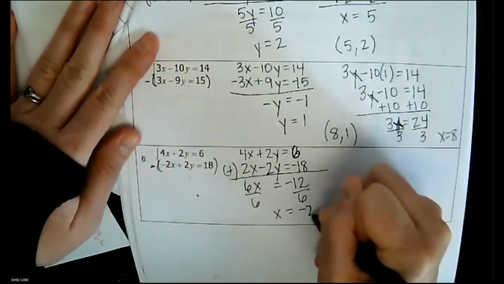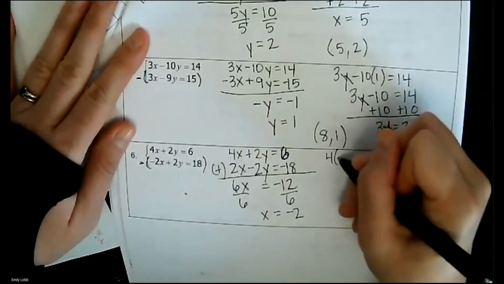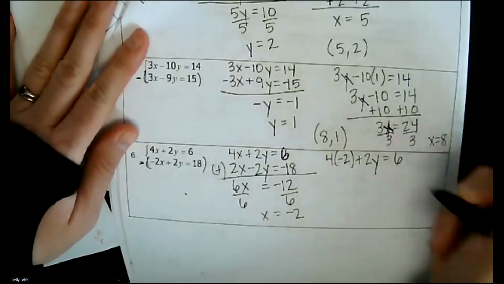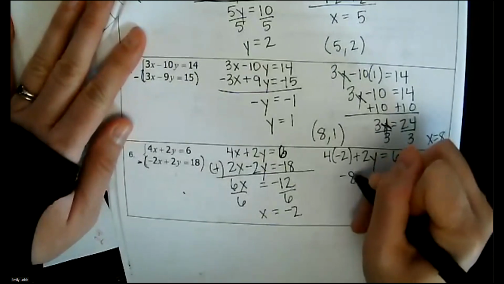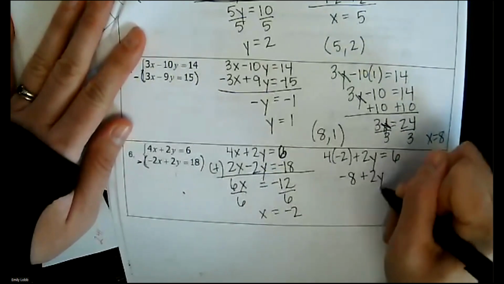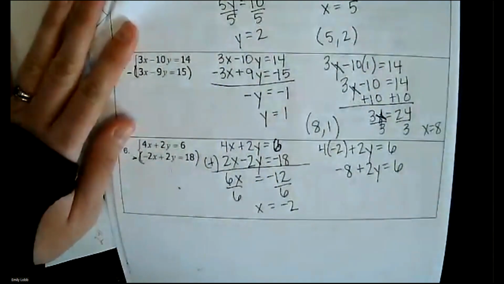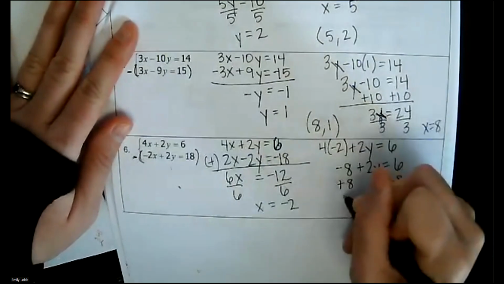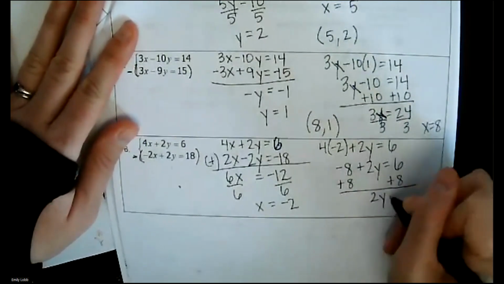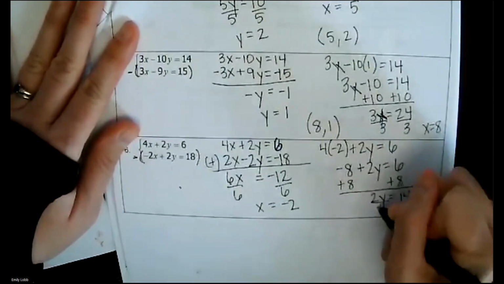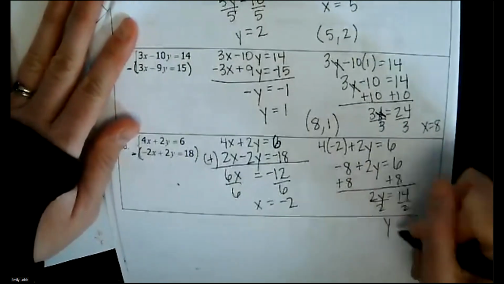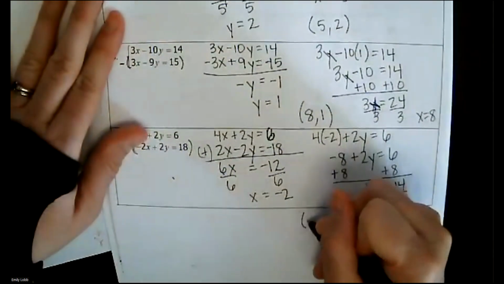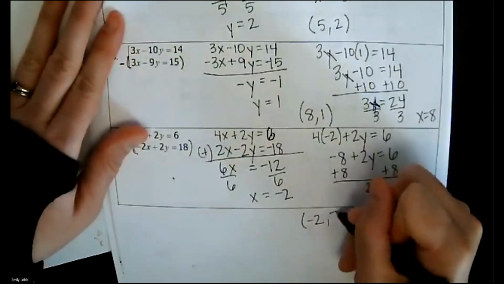x equals negative 2. So I have 4 times negative 2 plus 2y is equal to 6. Negative 8 plus 2y is equal to 6. Two-step equation. I've got to take the opposite of negative 8 from both sides, so I'm adding 8 to both sides. 2y equals 14. So 1y has to equal 7. So this would be the point negative 2, 7.